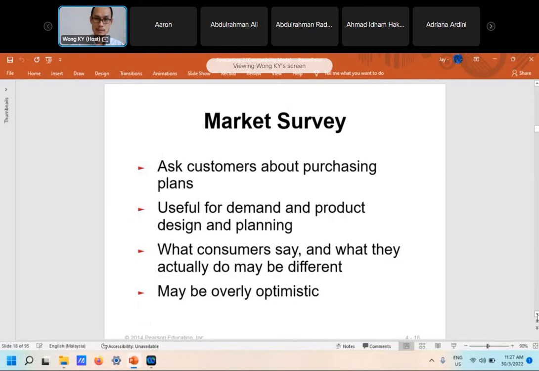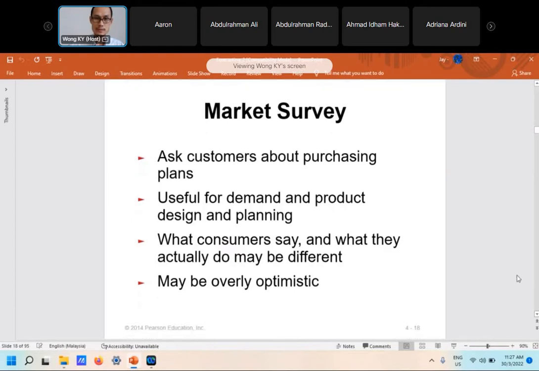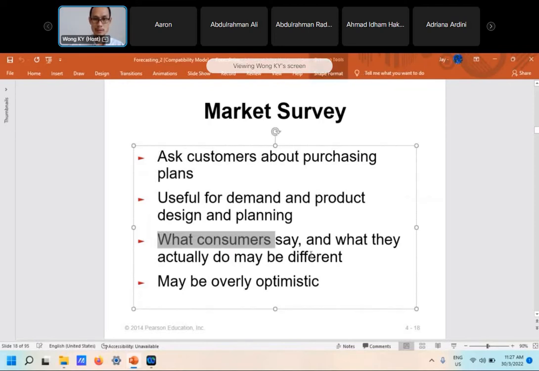And market survey, this is also easy. It means we just ask customers. Okay, we ask customers how many units you require. And that becomes our forecast, right? But the problem is sometimes what customers say and what they actually do may be different. They may say that they need the product, but eventually they don't buy the product. So what customers say may be different from what they want.